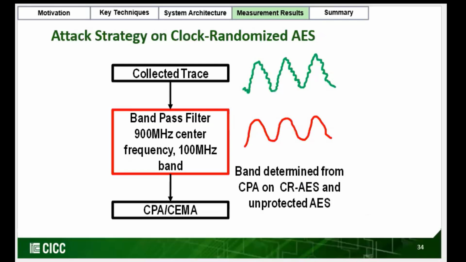However, it's vulnerable against time alignment attack or frequency domain attack. To demonstrate such an attack, we have collected the trace and passed it through a bandpass filter with 900 MHz center frequency and 100 MHz band. We have observed all the leaky components stay there. Once we have filtered the traces, we have used correlational power attack or standard correlational EM attack to get the correct key byte.